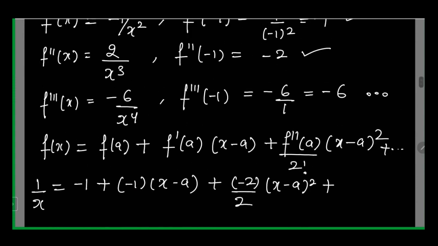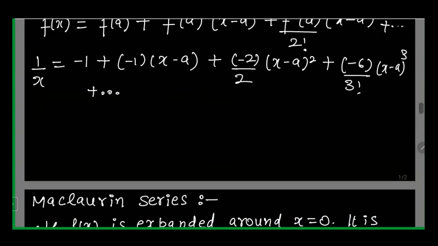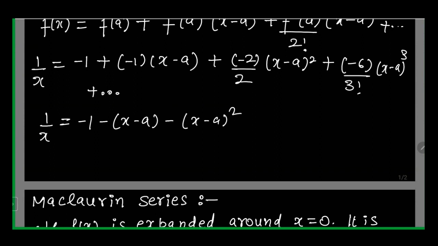Now let's go to the third. What is my f triple dash a? It will be minus 6 divided by 3 factorial into (x minus a) whole cube and so on. Your series will keep on going. So what you can write finally is minus 1 minus of (x minus a) minus of (x minus a) whole square minus of (x minus a) whole cube and so on, because 3 factorial is also 6. So 6 and 6 will get cancelled out and you will get something like this.